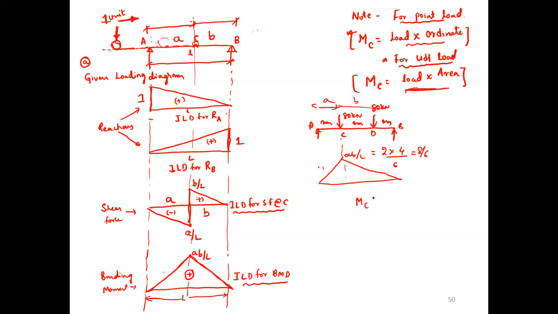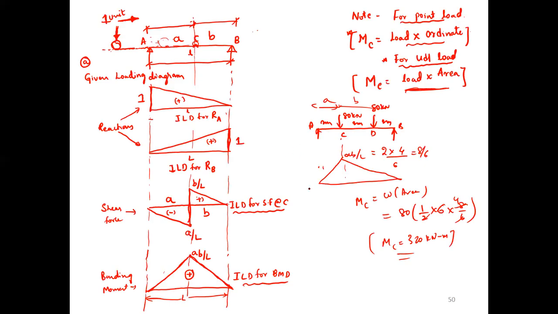Now MC you want. What is MC? Load into area. How much load here? Only 80. You need only MC. 80 into area, half into what is base? 2, 4, 6. 6 into height. Height is 8/6. 6 will cancel. Now what is MC? 320 kilonewton meter. See how it is very simple. See, it's also symmetric. You can go and compute, and you are getting the same answer.